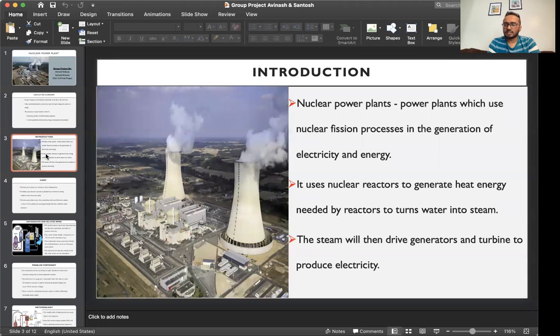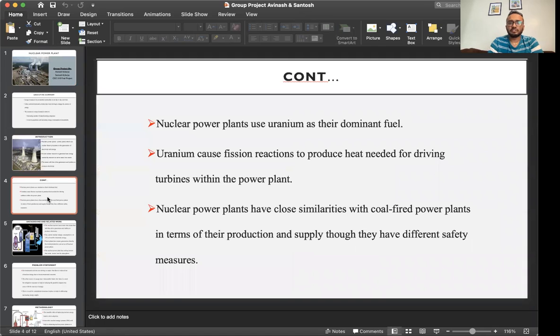Fission takes place inside the reactor of a nuclear plant. At the center there is a fuel called uranium fuel. Nuclear power plants use uranium as the dominant fuel. I just talked about how uranium causes a fission reaction to produce the heat needed for driving turbines within the power plants.